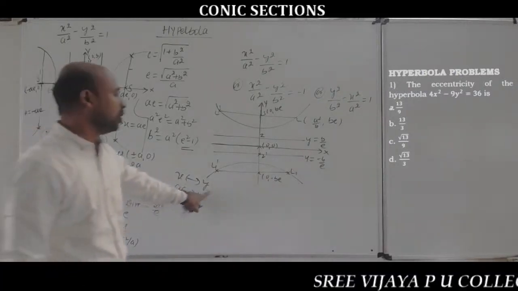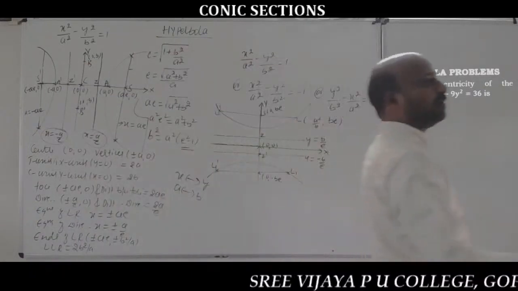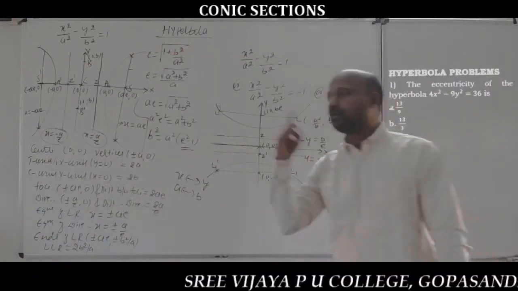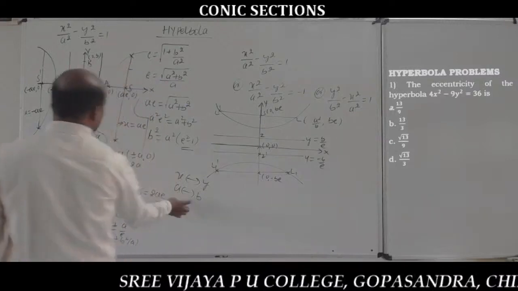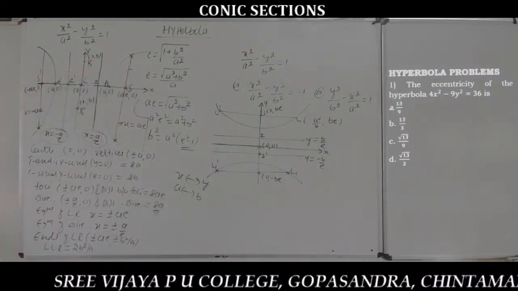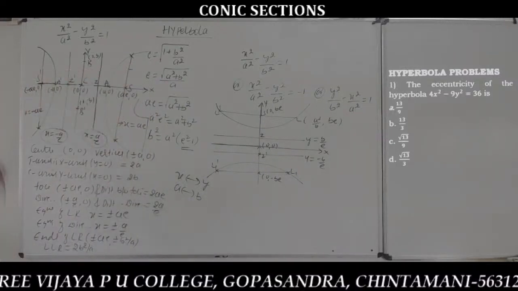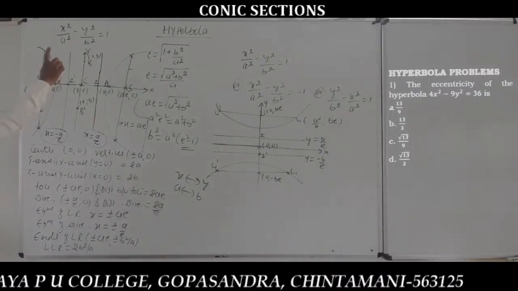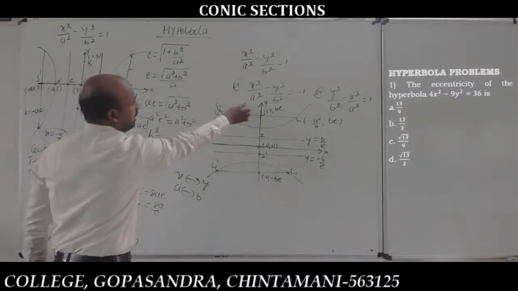x coordinate y coordinate ನ change ಮಾಡಬೇಕು, x ಜಾಗದಲ್ಲಿ y ತಗೋಬೇಕು, y ಜಾಗದಲ್ಲಿ x ತಗೋಬೇಕು, coordinates ಕೂಡ change ಮಾಡಬೇಕು. a ಜಾಗದಲ್ಲಿ b ತಗೋಬೇಕು, b ಜಾಗದಲ್ಲಿ a ತಗೊಂಡ್ರೆ ನಮಗೆ conjugate hyperbola ಗೆ properties ಸಿಗುತ್ತೆ. ಓಕೆ, this is a hyperbola and this is the conjugate hyperbola.